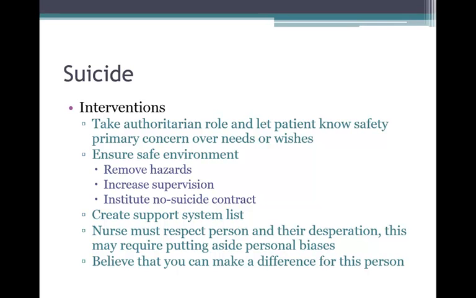Interventions, obviously, your role is to keep the patient and other people safe. So if they're having suicidal ideation, one of the things is you're going to want to put some suicide precautions in place. Again, removing any hazards in the environment that they could use to harm themselves, and increasing supervision. Like I said before, constant supervision is preferred. And then what they have found is that if you sit down and engage in a no-suicide contract with the person and get them to actually sign the contract, this has been very beneficial to deter the person from actually going through with any suicidal plans. Okay.